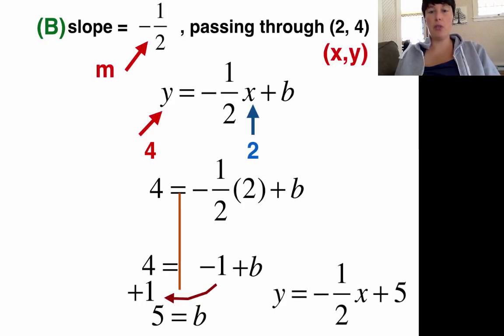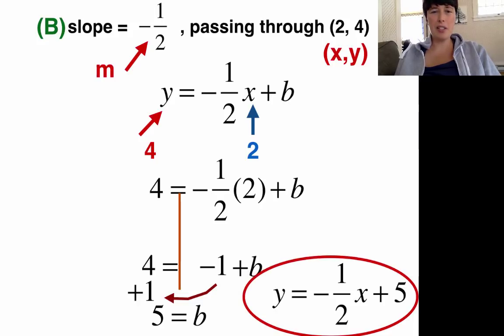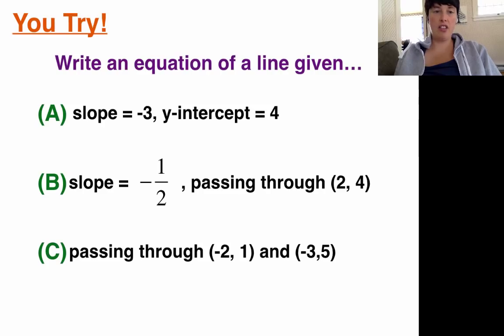So here's my equation. y equals negative 1/2 x, that was our slope, plus 5. That's our y-intercept. And there's our solution. I hope that's what you got too. Okay, last one. Your turn to try. Can you write an equation of a line passing through (-2, 1) and (-3, 5)? Pause the video and see if you can do the last one.